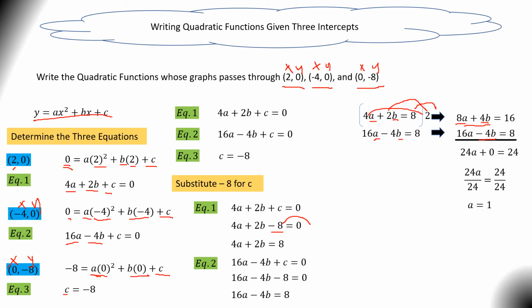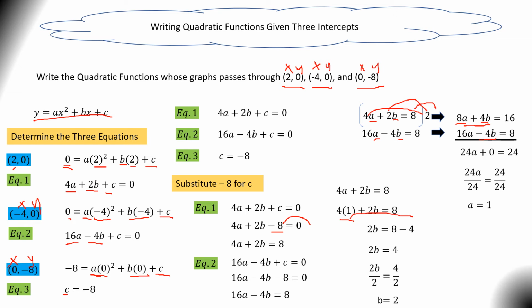Dahil may value na tayo ng c at a, yan, 4a plus 2b is equal to 8, hahanapin natin ngayon yung value ng b. So, substitute the value of 1 for a. Then, 4 times 1 plus 2b is equal to 8. Then, 2b is equal to 8 minus 4. Transpose lang natin ito. 4 times 1 is 4. Lipat lang natin sa kabila. Magiging negative 4. Then, 2b is equal to 8 minus 4 is 4. Then, divide both sides by the numerical coefficient of b, which is 2. Then, 4 divided by 2, 2.